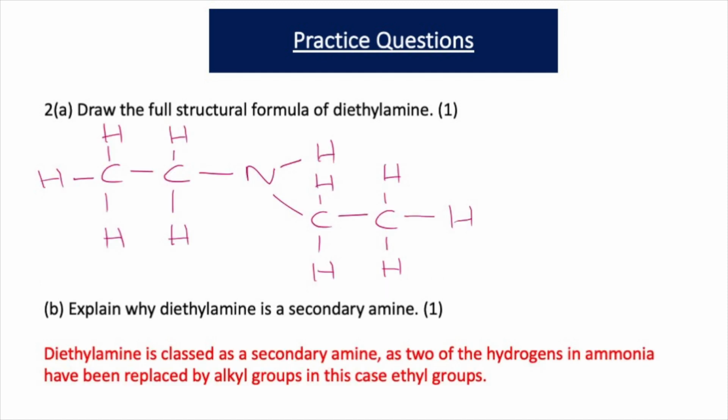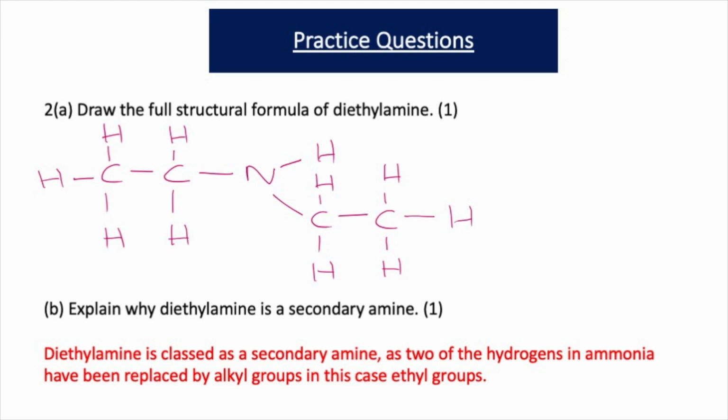So now let's go for the answers to question 2. So 2a is asking you to draw the full structural formula of diethylamine. So full structural formula means you have to draw out all the bonds. So we have CH3 bonded to a CH2, bonded to a nitrogen, which has a hydrogen attached, and then we have another ethyl group, a CH2, CH3 attached to the nitrogen, and there's 1 mark for that.